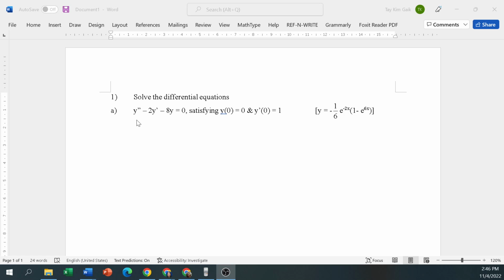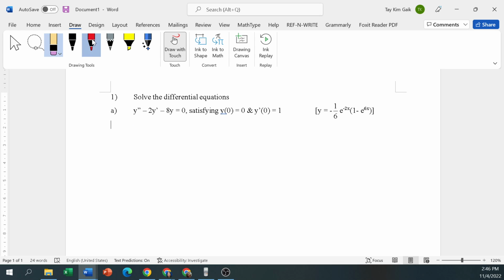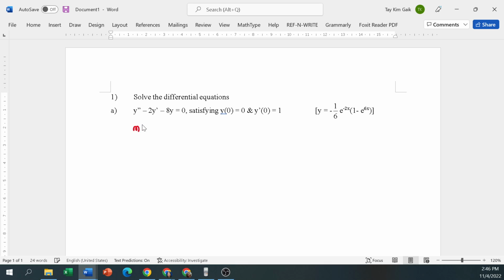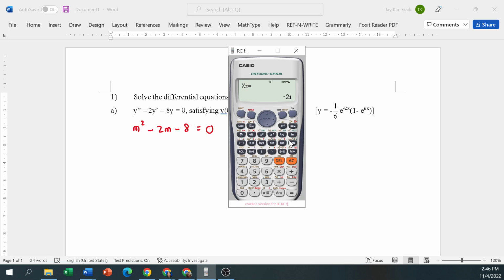Okay, you replace the second derivative by m squared, first derivative by m power 1. So y is m power 0. Okay, I said from here you can either factor it or directly use your scientific calculator.